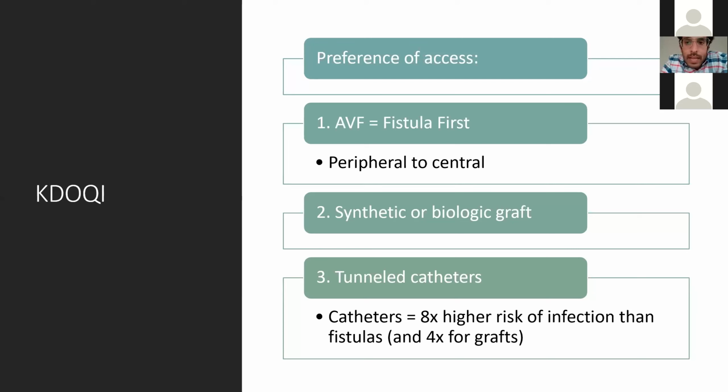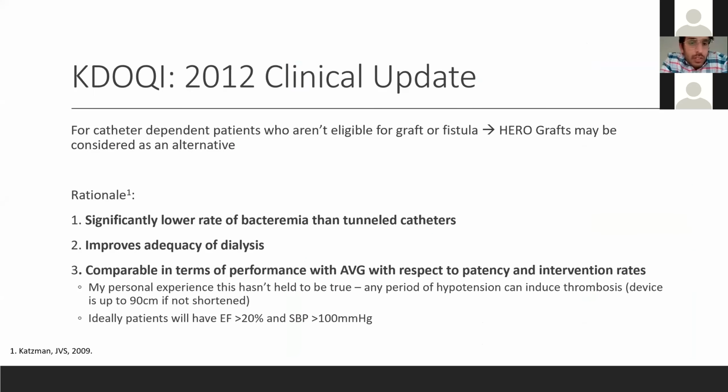And then, secondarily would be a synthetic or biologic graft, and then tunneled catheters were the least desirable or least preferable. And the main reason was there's a very high risk of infection with catheters, about 8 times higher than with fistulas, and then it's about 4 times higher with grafts.